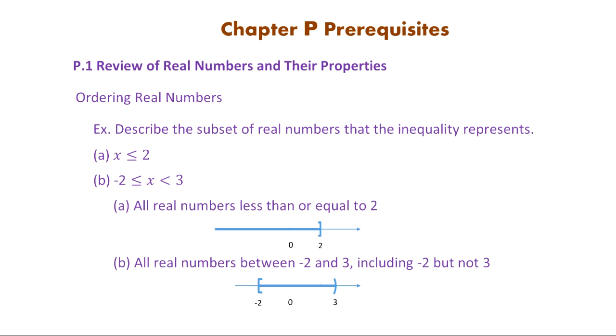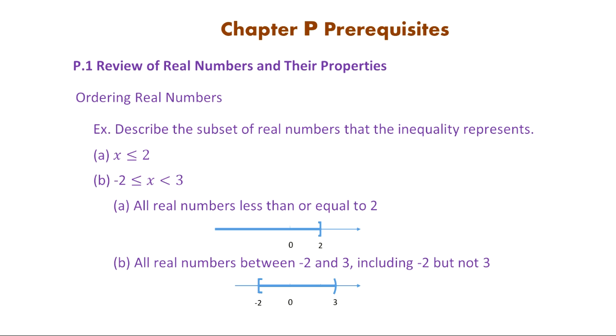So that's part A. Part B, x greater than or equal to -2 and less than 3. That's how you read it. That means all the real numbers between -2 and 3, greater than or equal to -2 and less than 3. So that's all the numbers between -2 and 3, with -2 included, because we got an equal sign on the left and no equal sign on the right at 3. So 3 is not included in this set.